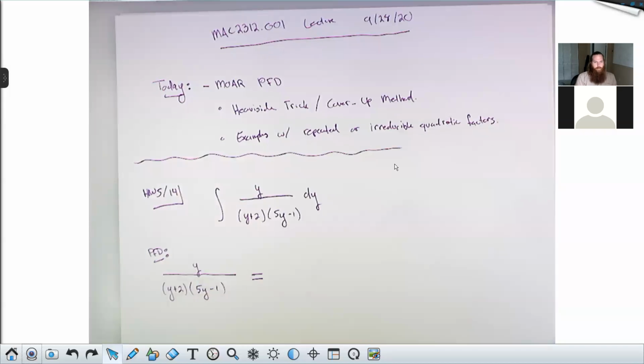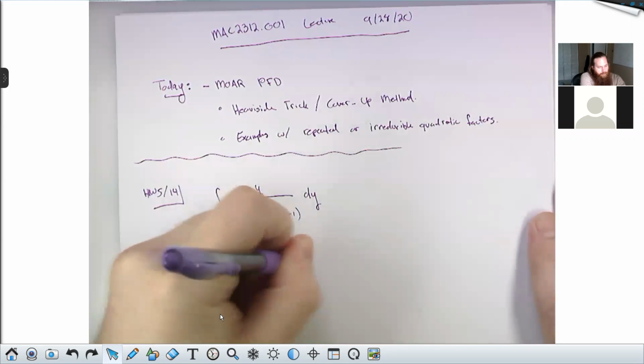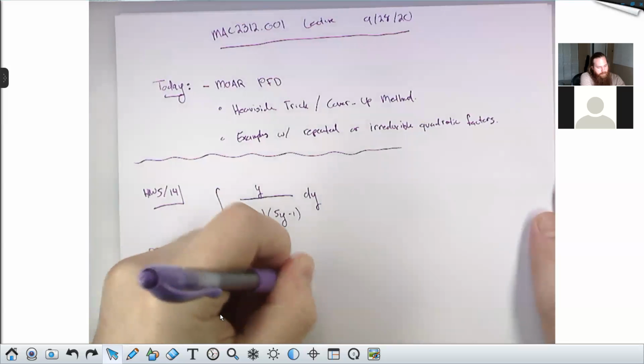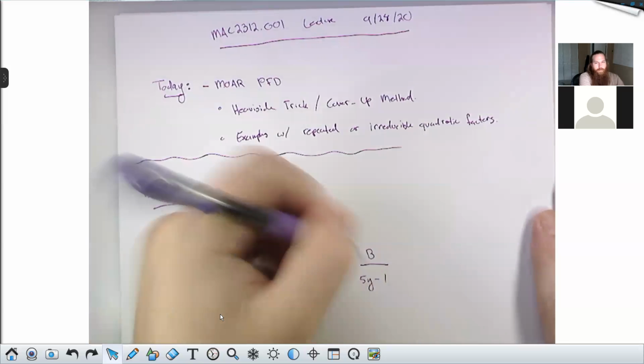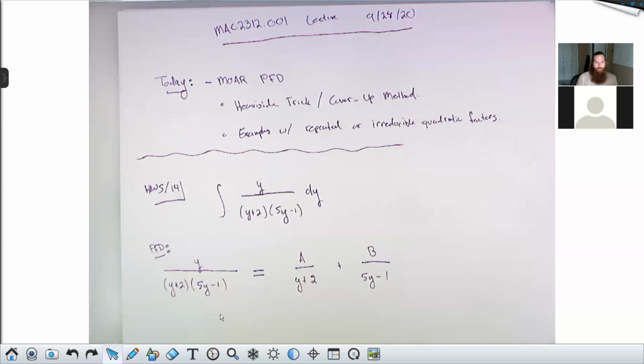This is not a difficult example because both of the factors downstairs are simple linear factors, right? There's no power here, and neither of these are irreducible quadratic factors. They're just straight up y plus or minus something. Here, you could factor a 5 from the bottom, so this is y minus 1/5 if you wanted, but you can leave it like it is. Still simple linear factors, both of these linear functions, which means that each factor will get one term in the PFD setup. So this is what the PFD setup will look like.